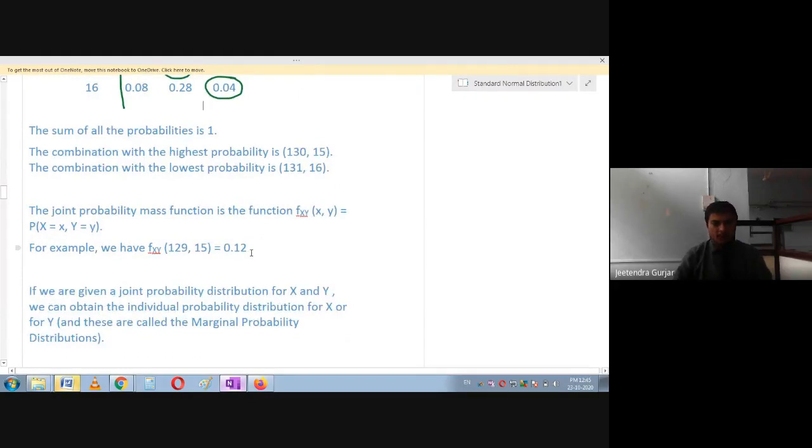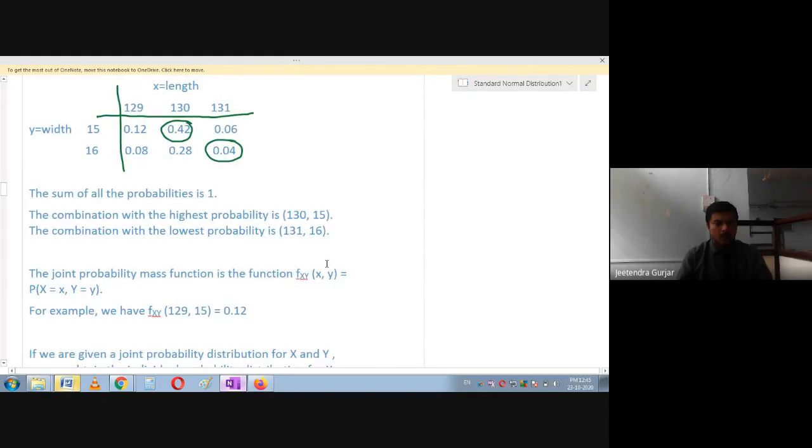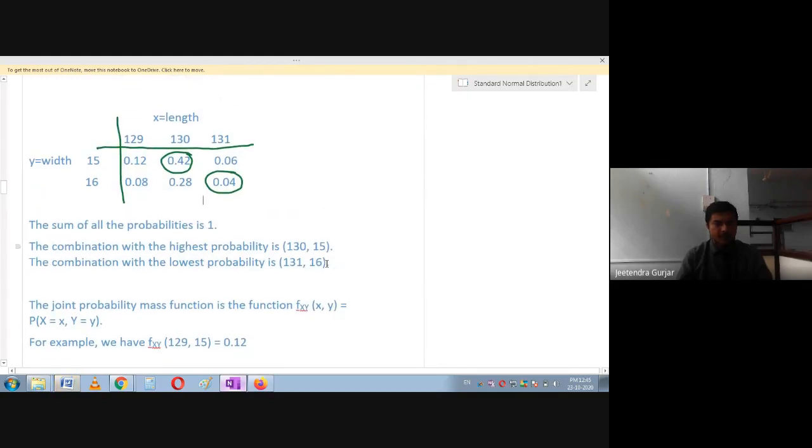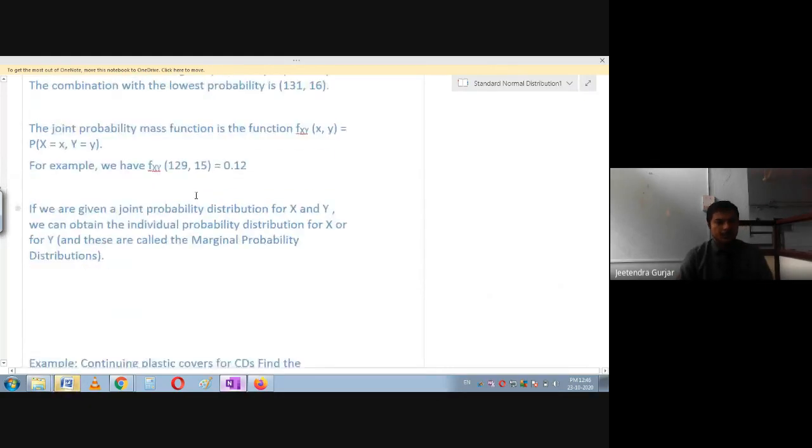Similarly, we will see the joint probability mass function f of x, y, f of x comma y, which is equal to p of, that is, the probability x is equal to x_i, y is equal to y_i. For example, if we take the probability mass function f of x comma y, where 129 is our length and 15 is our width, then what is the probability mass function you are going to get, student? It is 0.12. So please remember this.